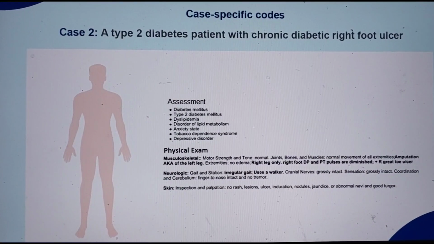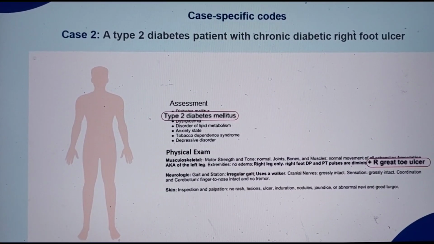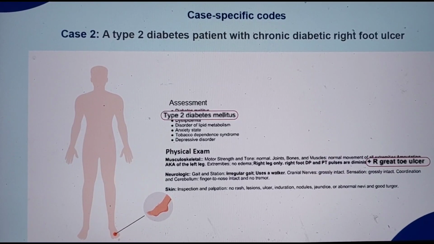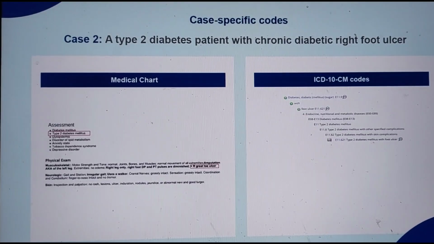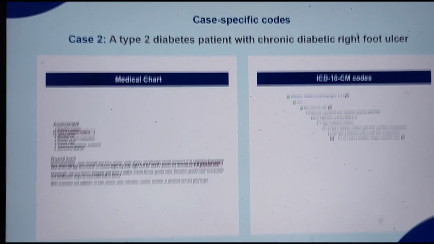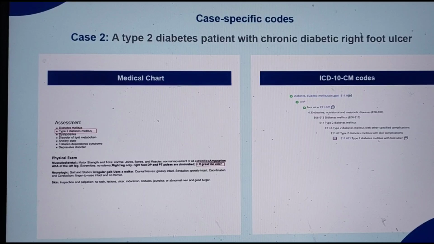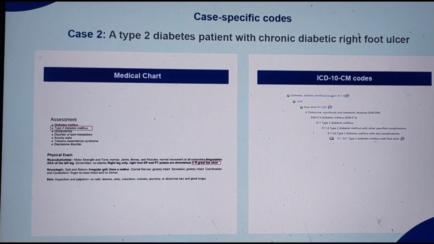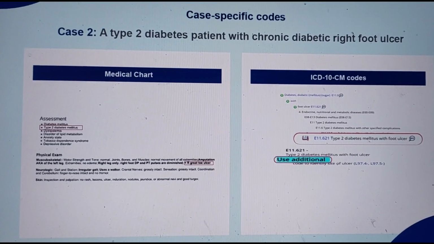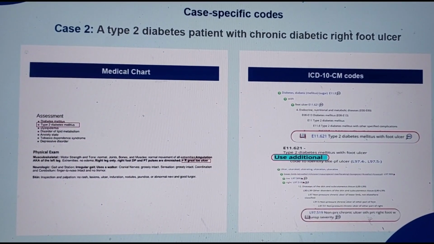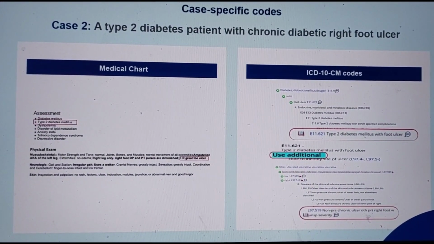Consider another case of John, a type 2 diabetes patient, examined for a chronic diabetic right foot ulcer. In this case, ulcer is a non-chronic condition supported in the physical exam. Hence, the with rule is applied and E11.621 would be assigned. An additional code, L97.519, would be assigned to identify the place of ulcer.